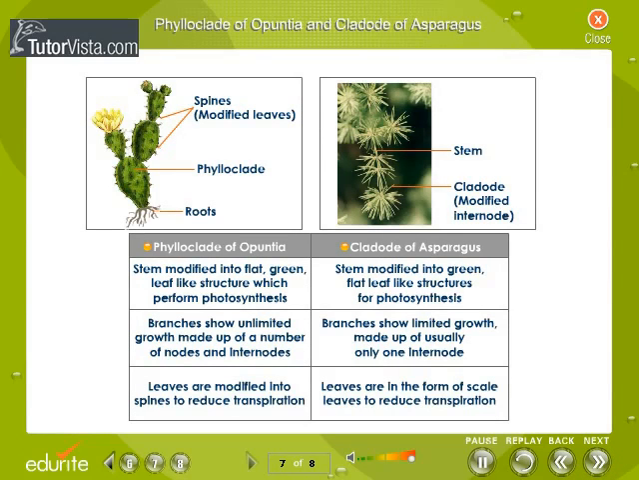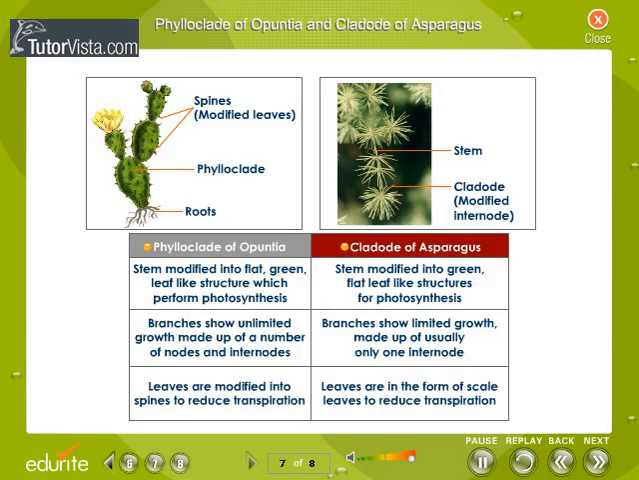The diagram here shows the phylloclade of opuntia and cladode of asparagus, which are modifications of aerial stems. Phylloclade of Opuntia. Stems are modified into flat, green, and leaf-like structures which perform photosynthesis. Branches show unlimited growth made up of a number of nodes and internodes. Leaves are modified into spines to reduce transpiration.